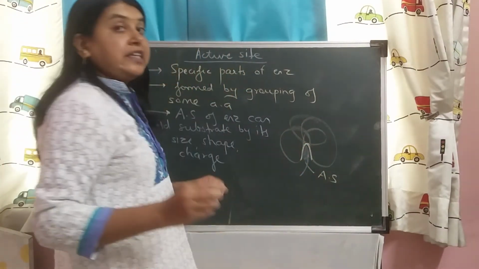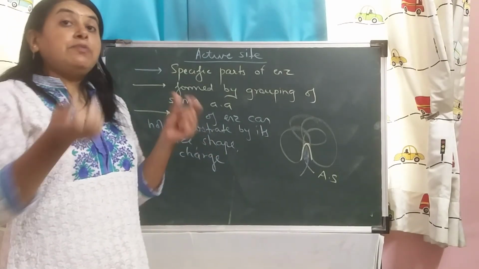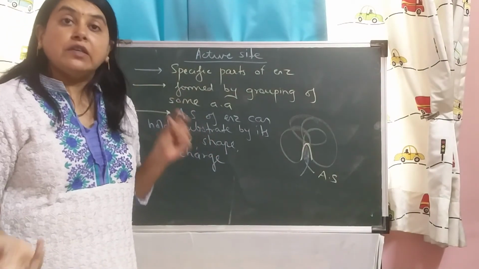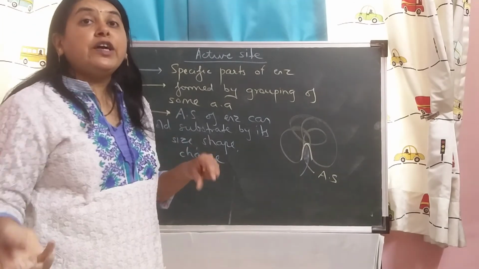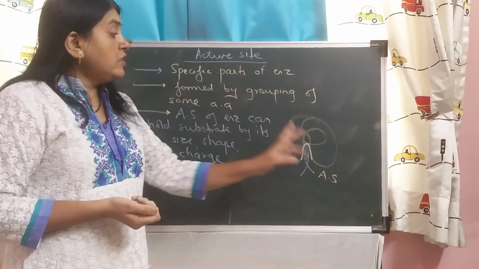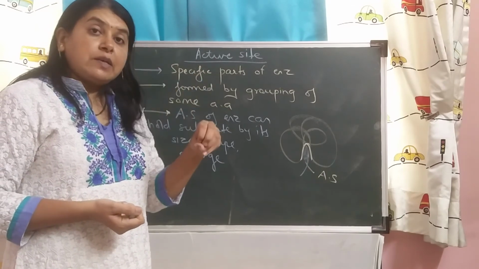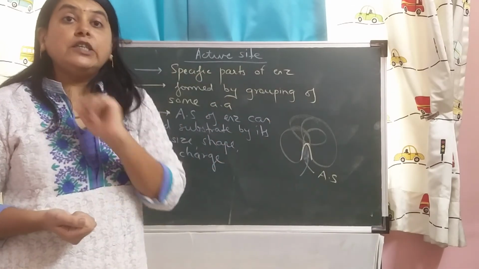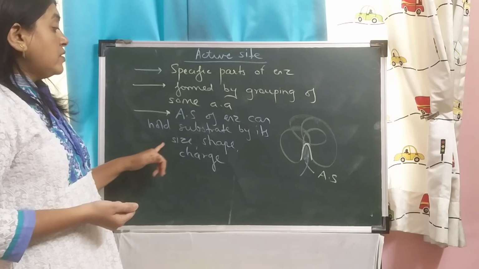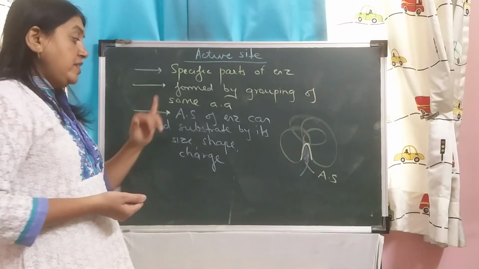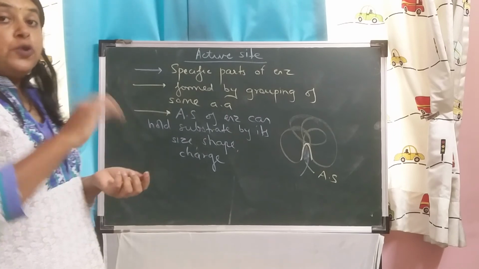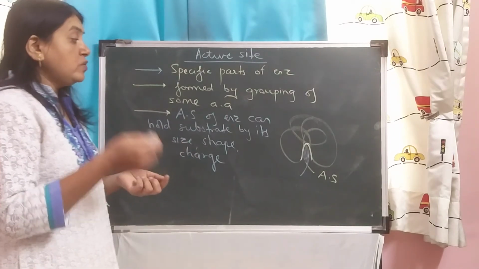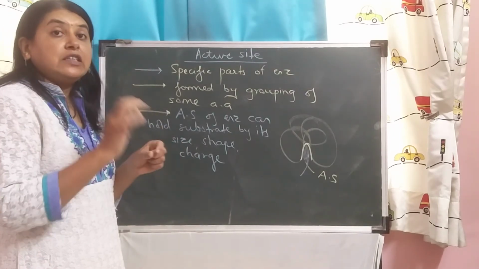And what is the main aim of the enzyme? To convert the substrate into product, right? The substrate is what the enzyme acts upon, and the product is what is formed. So this part of the enzyme is going to hold the substrate by its size, shape and charge, and convert it into product. Fine. So this is called the enzyme's active site.